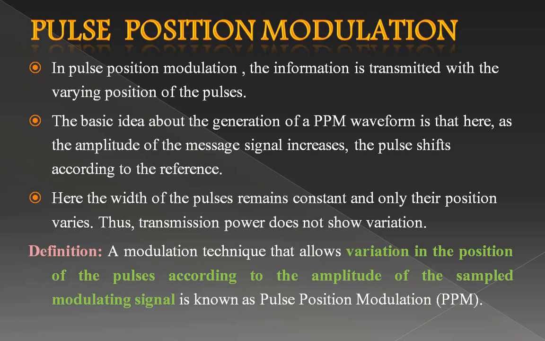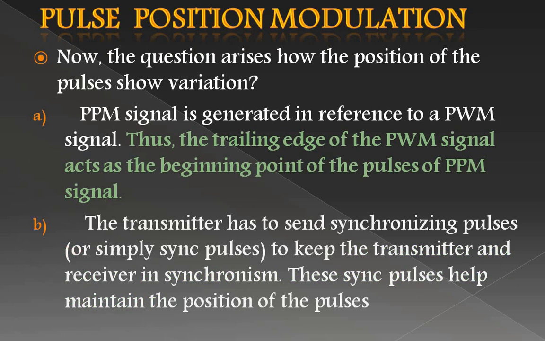Okay, so the modulation technique that allows the variation in the position of the pulses according to the amplitude of the sampled modulating signal, that is nothing but your message signal. So the position of your pulses is varied with respect to the amplitude of your message signal, and that kind of modulation is known as pulse position modulation. I hope you are clear with the introduction of pulse position modulation. Clear? So we'll see now.